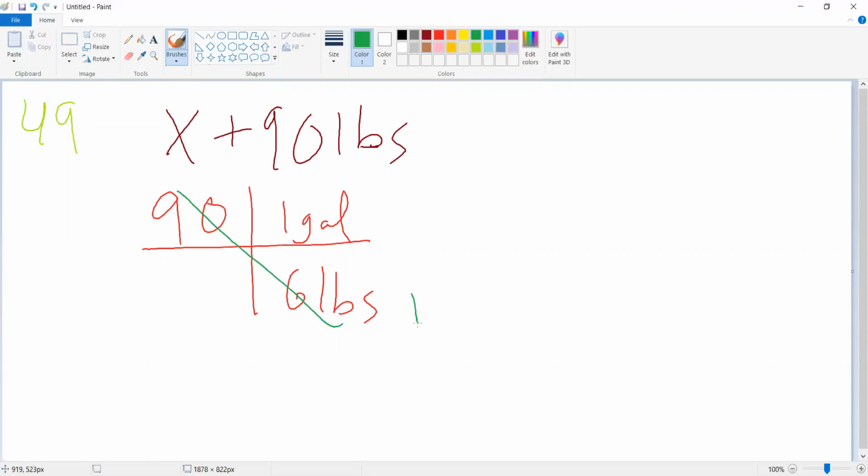After we do the math, 6 goes into 90, 15, right? So we just have to multiply the top row. So we're left with 15 gallons needs to be removed. And that's the answer for 49.